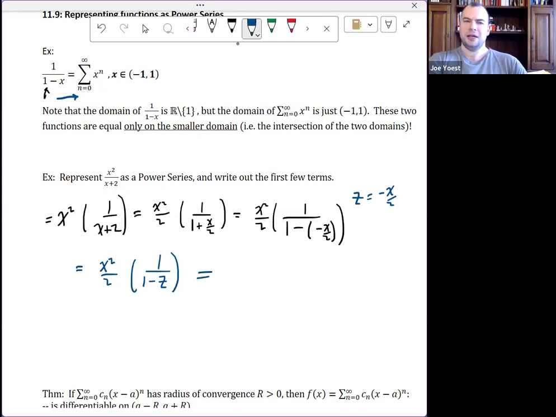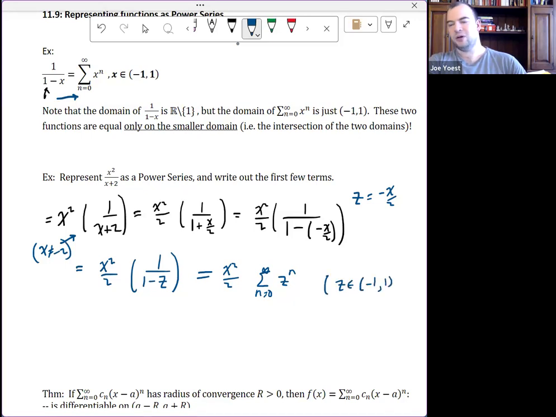I see this equals... I'm going to put in the information about the domain later, but it might be a good idea to put it in now, but we'll remember to do that later. And this is sum n equals 0 to infinity of z to the n. Now, my left-hand side is only happy when x is not negative 2. My right-hand side is only happy when z is in open negative 1 to 1, or when x is in open negative 2 to 2.